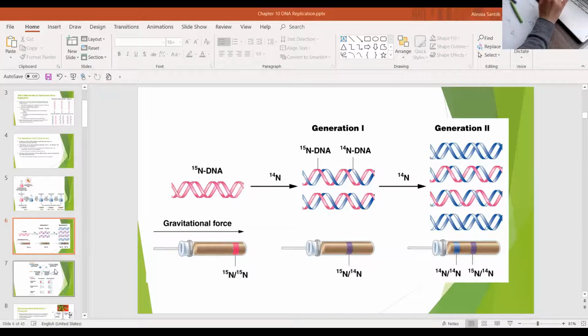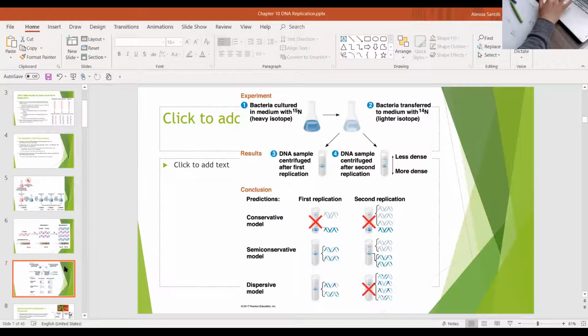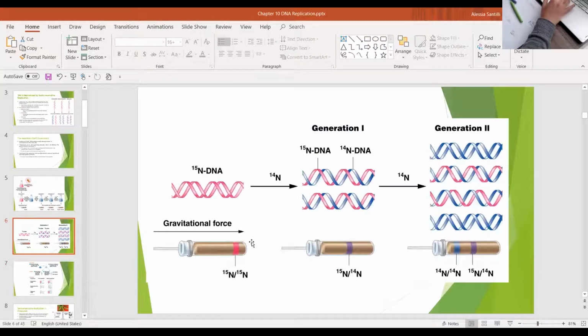So this basically proved that it was semi-conservation. If it was supposed to be something like the conservative model, you'd see that in that first generation, that first replication, one of the DNA molecules was only going to be 15N. So it'd have one 15N strand and another 15N strand. And the other new one was going to have one 14N strand and another 14N strand. That did not happen because in that first replication cycle, we got a mixture between 15N and 14N. So the conservative model was kicked out.